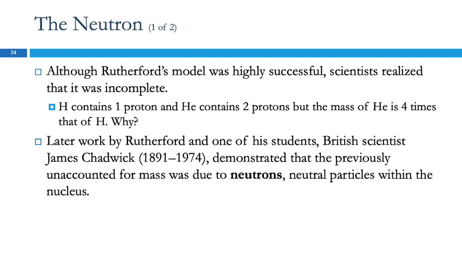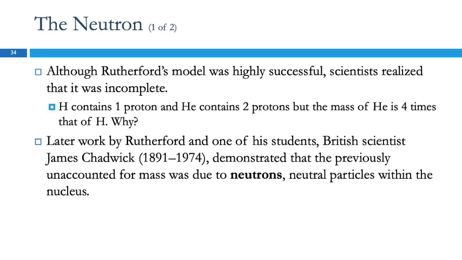So this model was highly successful, but it had some issues. They were able to determine that hydrogen contained 1 proton and helium contained 2 protons, which you would then expect would mean helium weighs twice as much as hydrogen. But the mass of helium was 4 times larger, which suggested that there was something missing from the nuclear theory.